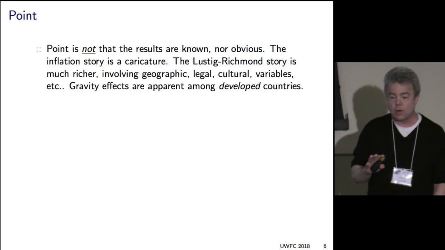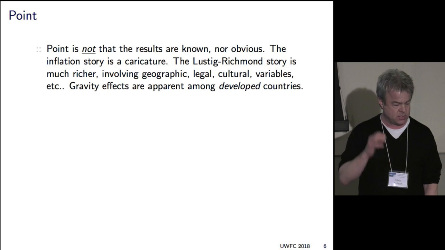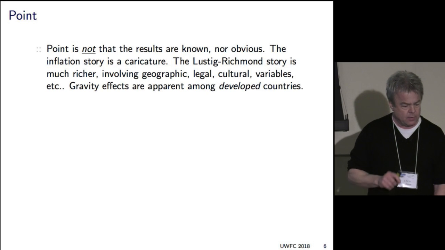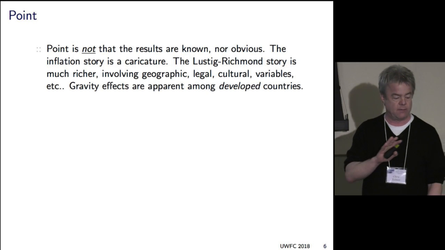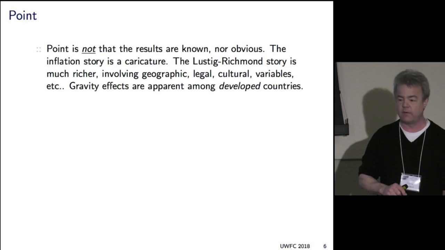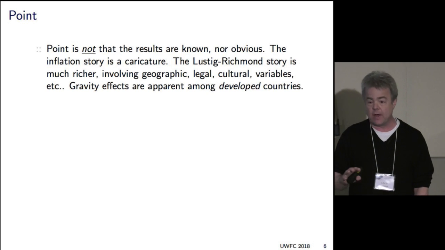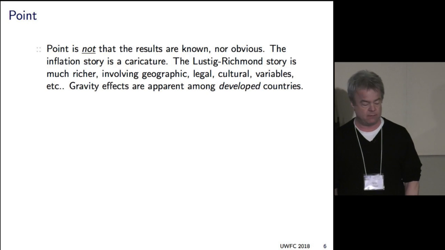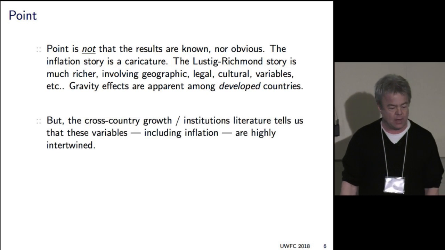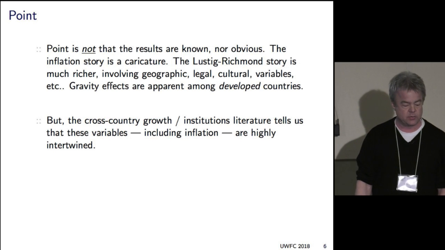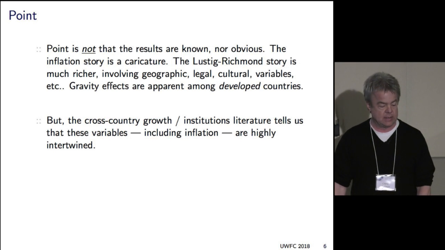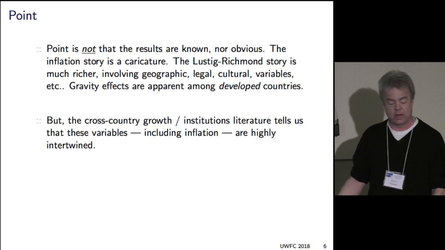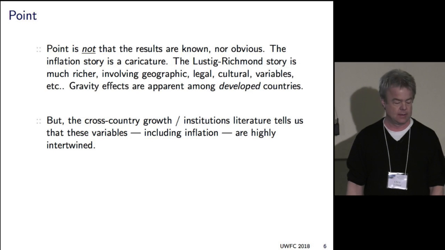My inflation story is a caricature to try and get across the way I'm trying to think about this. The Lustig-Richmond story is much richer, involving geographic, legal, cultural variables, etc. They find gravity effects among the developed world, okay? Whereas my story is kind of developed versus developing. Nevertheless, the cross-country growth institutions literature tells us that these variables, including inflation, are highly intertwined.